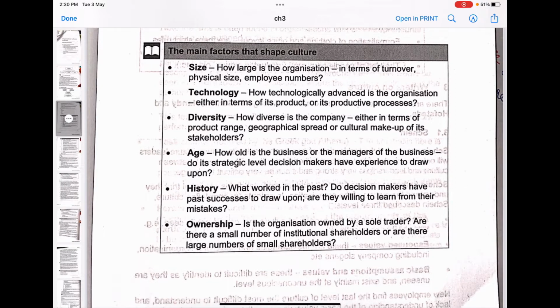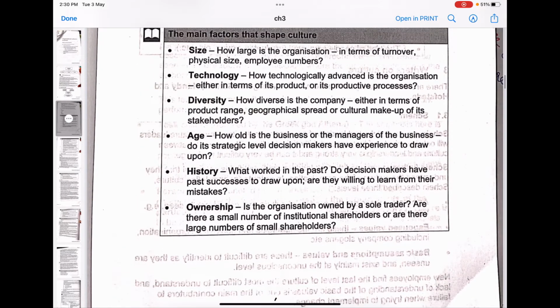Size. How large is the organization in terms of physical size as well as employee numbers and turnover? Technology. How technologically advanced is the organization in terms of its product or productive processes? Diversity. How diverse is the company in terms of product range, geographical spread, and cultural makeup of its stakeholders? Age. How old is the business or the managers of the business? Do its strategic level decision makers have experience to draw upon?